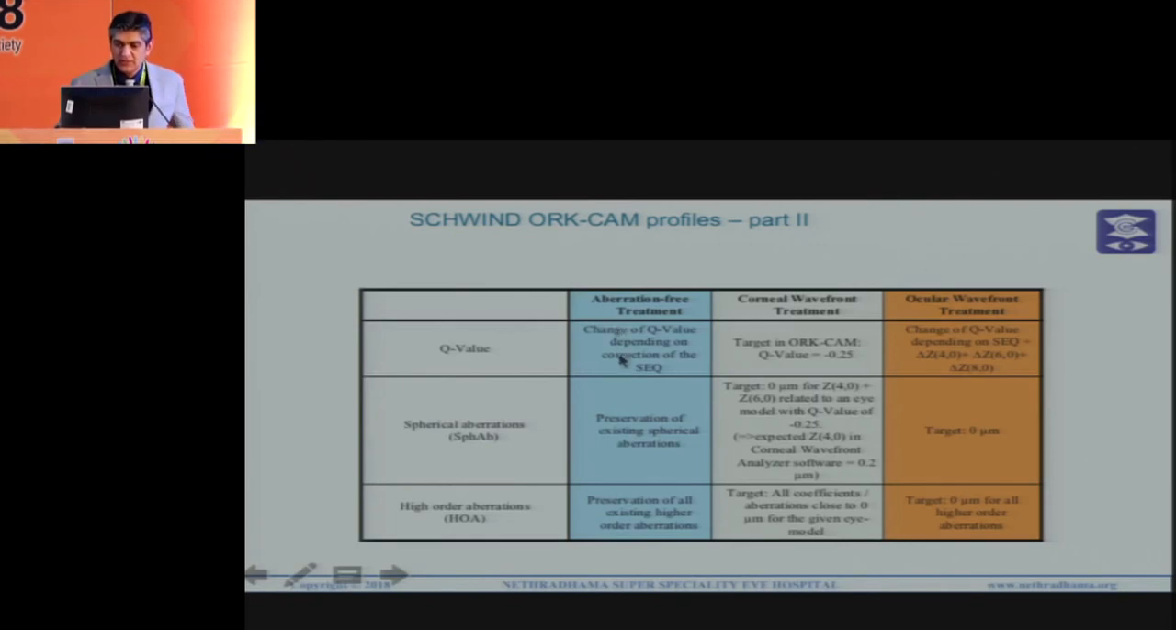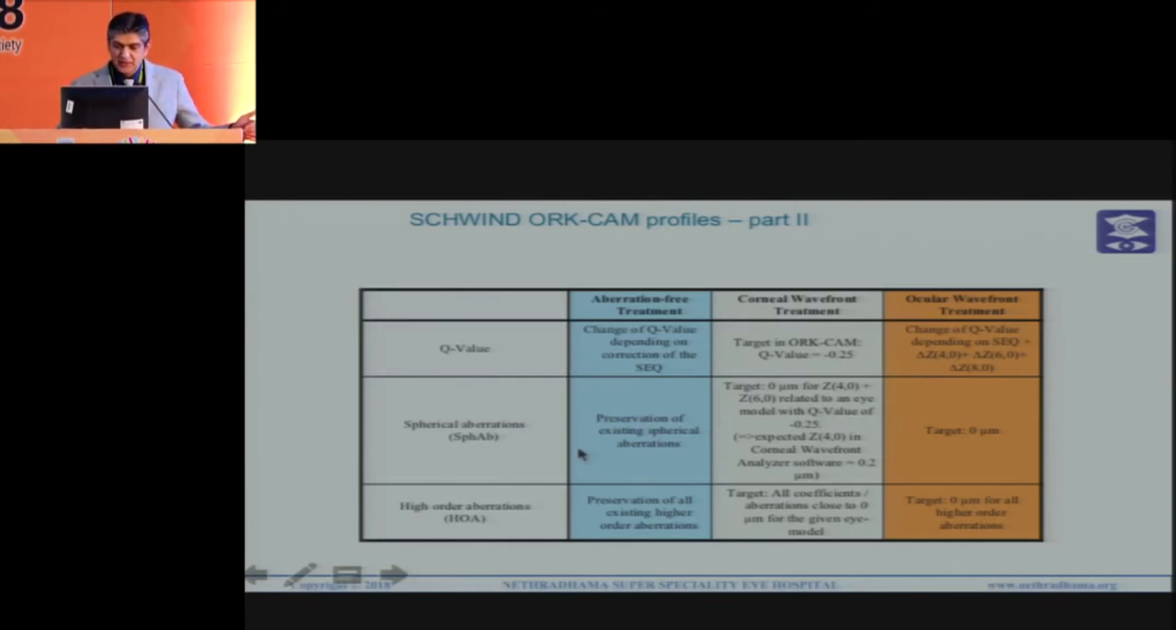If you look at the Q value again in the aberration-free treatment, Q value is dependent on the correction of the spherical equivalent. In a corneal wavefront, you can actually aim for a particular Q value, for example minus 0.25, and in an ocular wavefront the change of Q value is dependent on the spherical equivalent and also the correction of the higher order aberrations, especially the Z4 and Z6, Z8.